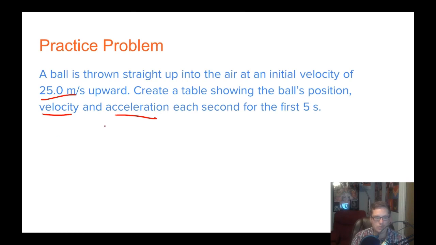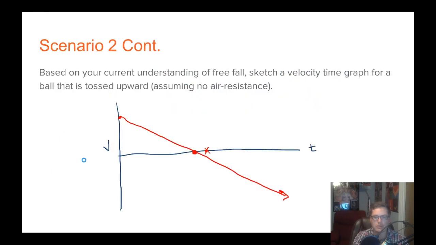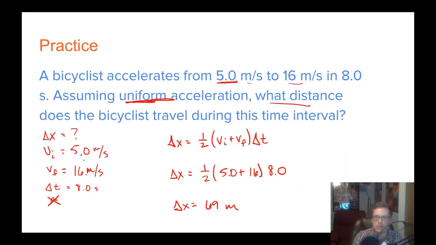Okay, so this is just a kinematics problem. Oh, and we want the position. So we have to find three things: position, velocity, and acceleration. Remember, we've got delta x, vi, vf, delta t, and acceleration. Delta x is what we're going to solve for. To solve for delta x, we're just going to use that first kinematics equation.